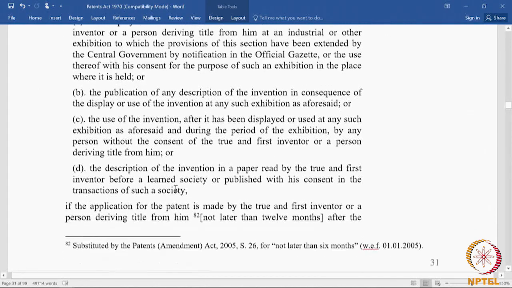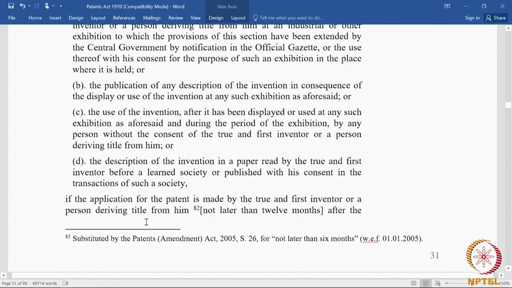Then these are 4 instances: A, B, C and D. A is display and use, B is publication of material along with the display and use, C is used by a third party without the consent, D is either oral presentation or publication in the transactions of a learned society, what we call a journal run by a peer review society or industrial organization.